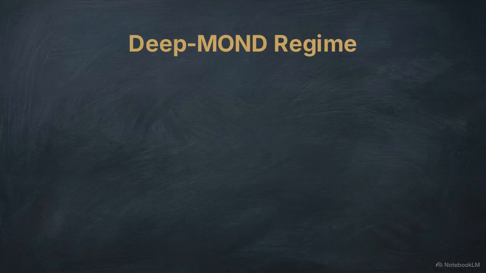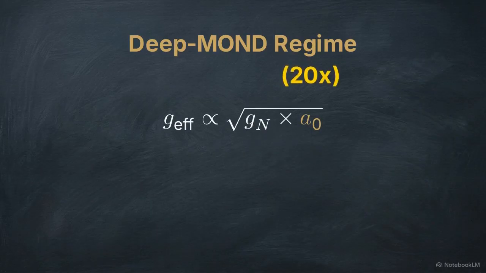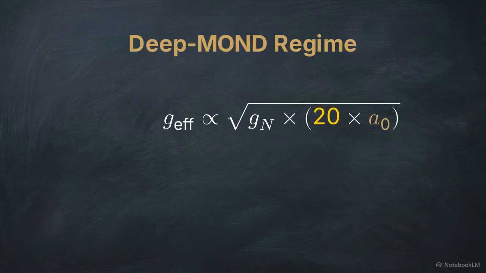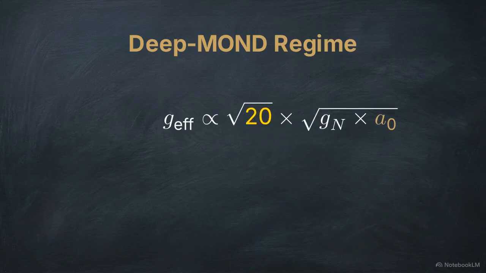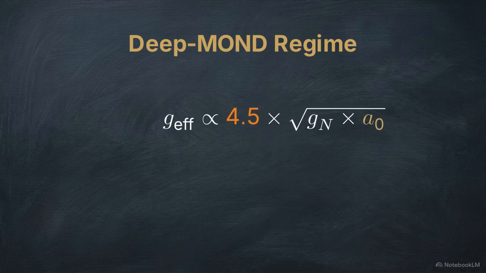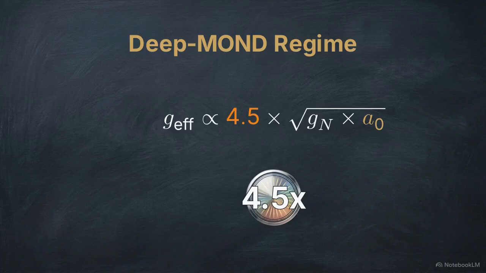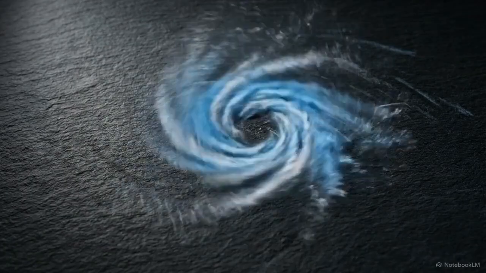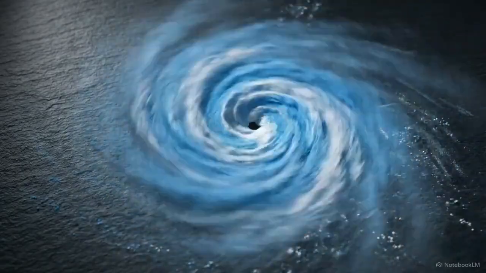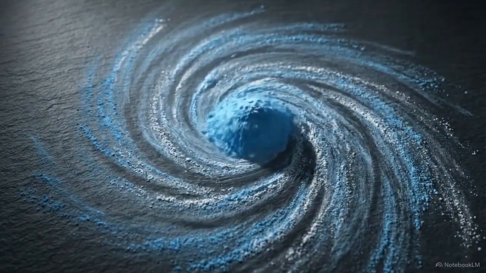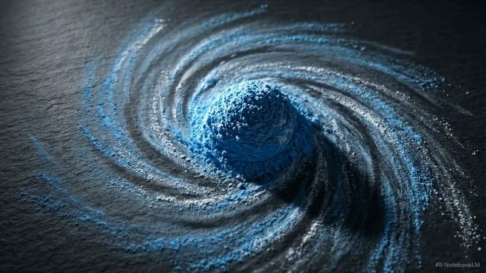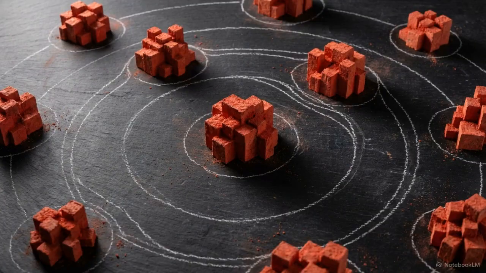In the deep-MOND regime, the effective gravitational acceleration is proportional to the square root of Newtonian gravity multiplied by the A0 threshold. When we insert our 20 times multiplier for A0 under the radical, the result is a 4.5 times increase in effective gravity. At redshift 10, background gravitational binding is roughly 4.5 times stronger than standard models predict. This defines the rate of early cosmic structure formation. This stronger gravitational environment directly impacts the collapse dynamics of the galaxies observed by James Webb.